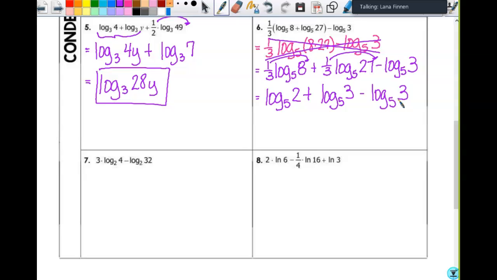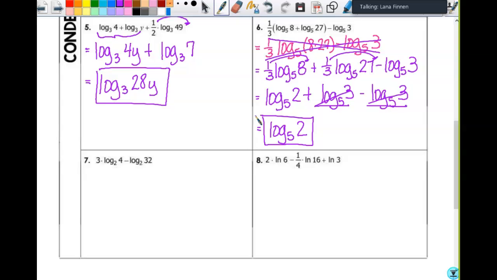So now at this point, I don't even have to use my product and quotient rules anymore, because look at this. I've got log base 5 of 3 minus log base 5 of 3. Those zero out, and my answer is log base 5 of 2. Any questions? We would have gotten to the same answer doing it the other way. We would have just had to mess with bigger numbers, and it wouldn't have been as nice.